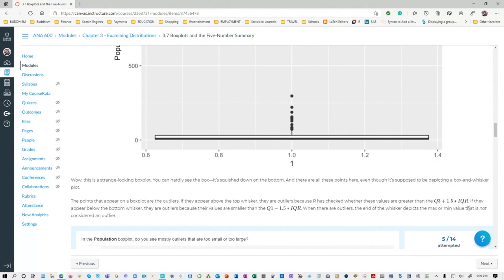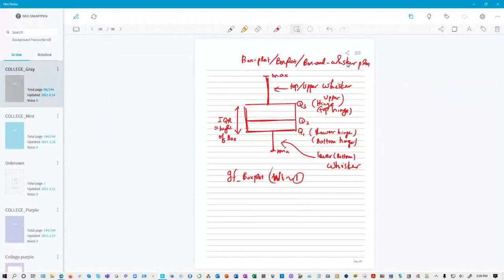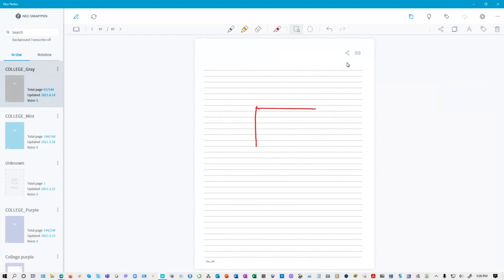So the outliers are anything above that one. Okay, you have to be careful, not all of them. Yeah, this is what I'm trying to say. I'm going to make it clear. You have a box plot, with a lower whisker and an upper whisker. This is your Q1, Q3, and somewhere you have a Q2, the median. This is max, okay?